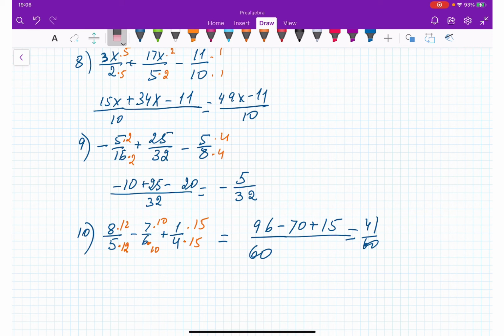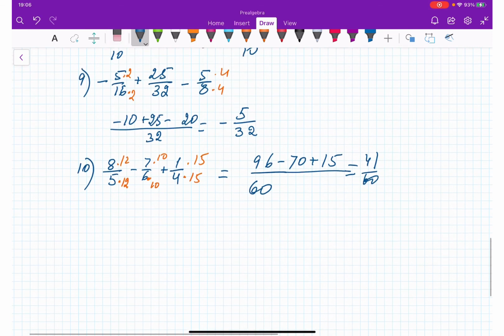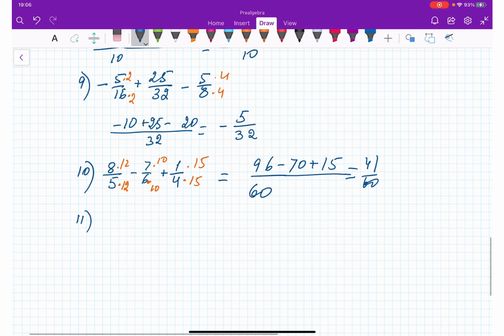Question number 11. 9 over 7 minus 7 over 8 plus 1/4. Okay, common denominator is going to be, since 7 is a prime number, so 8 and 4, common denominator is going to be 8. So between 8 and 7, it's going to be 56. Because we have 7 prime number, we need to multiply by 8. So it's going to be 56.